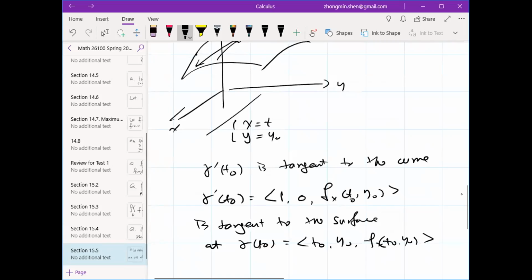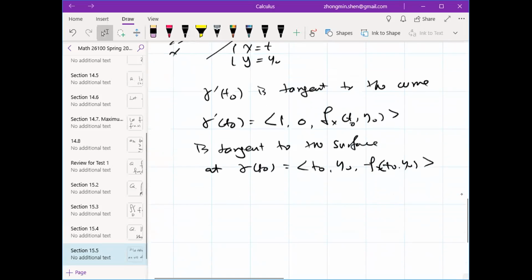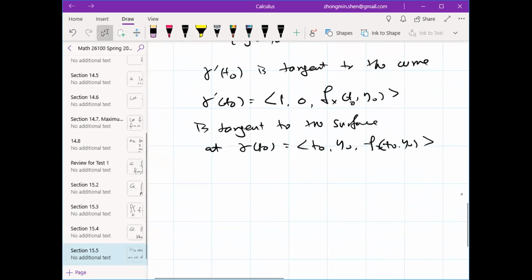Okay, all right. So I'm just trying to explain to you why this becomes a tangent vector to the surface, because it's a tangent vector to the corresponding curve on the surface. That curve is above this straight line, parallel to the x-axis. Okay. Yes. All right. Now let's do some exercises from the book.